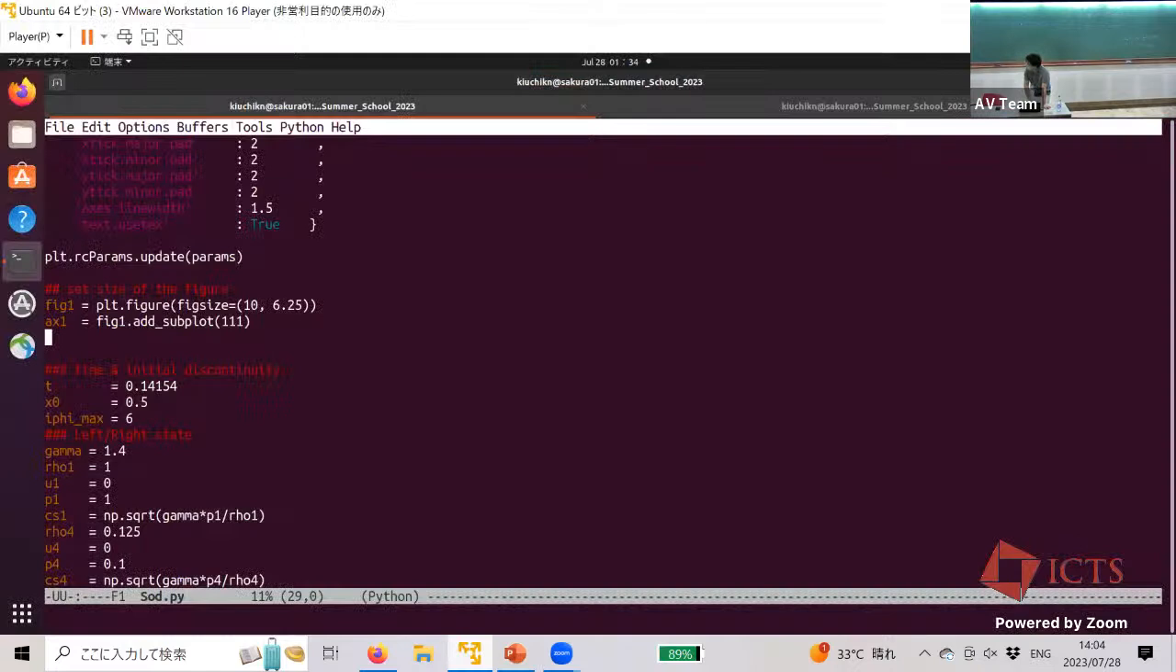And it solves this problem. Here you set up the time at which you want to make a profile, and x0 is the initial discontinuity position. In this plot, I assume the numerical domain is from 0 to 1, and in between there is a discontinuity between state one and state four. I find max, I will explain later on.